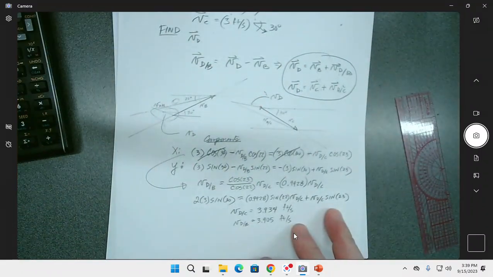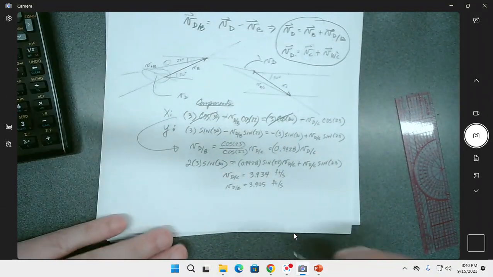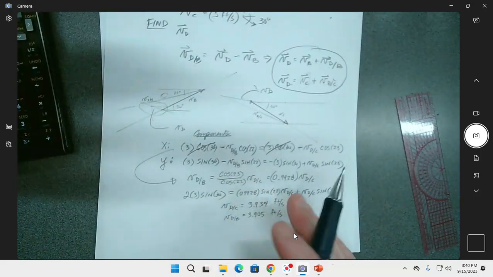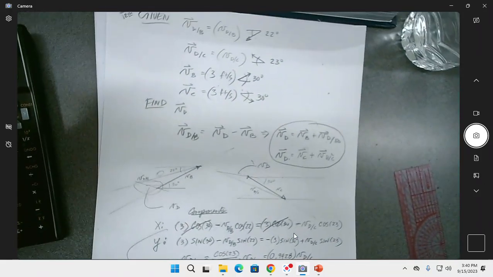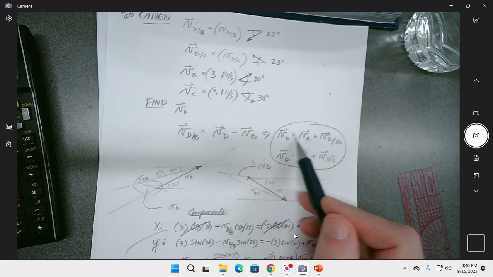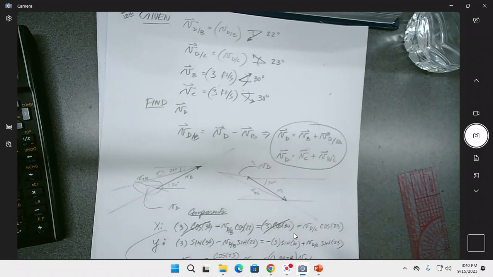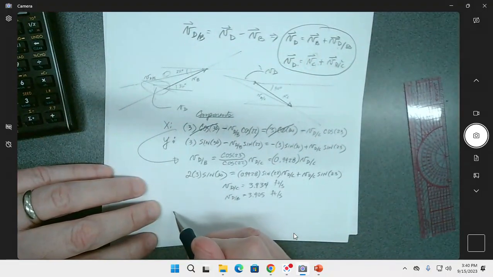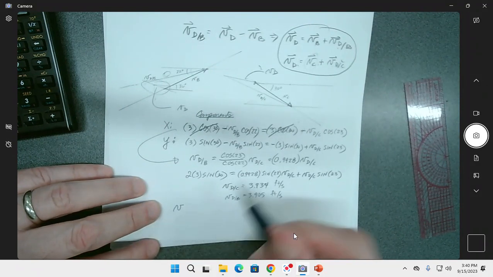So now I think we could find either one that we want from up above, right? So we could go back to the components. We go D with respect to C. So we go V. We still don't know the angle, do we?